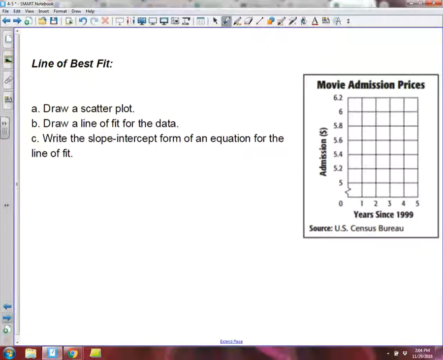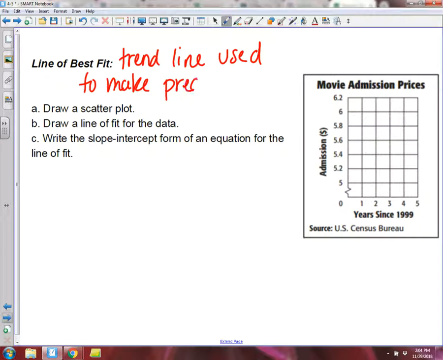So now we're going to make our own scatter plots. Go ahead and flip your paper over. You see up top it says a line of best fit. We're going to draw a line of best fit. It is a trend line used to make predictions.